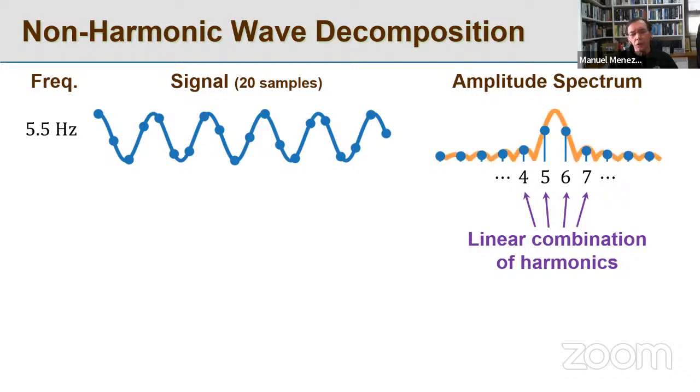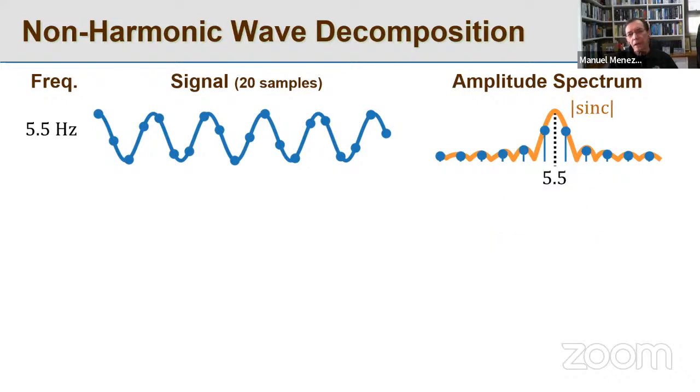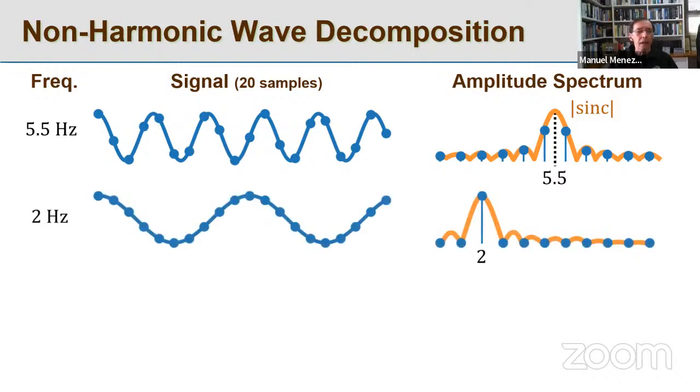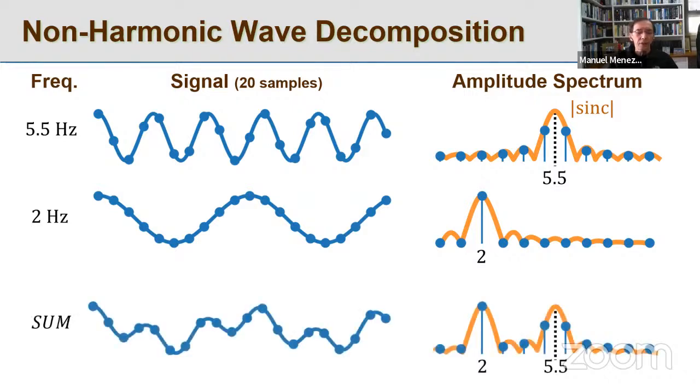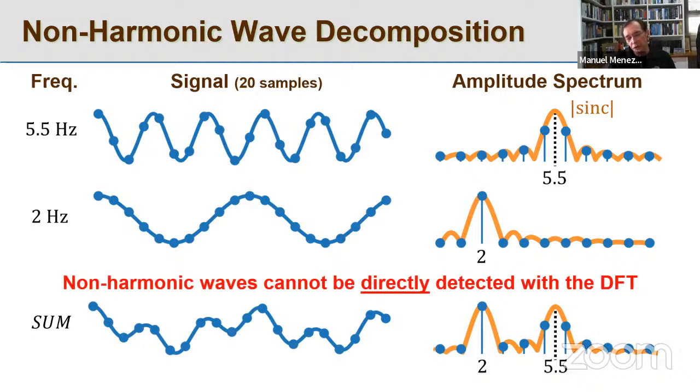If we look at the underlying continuous signal, we'll see this sinc. And one point to be noted is that the peak of the sinc corresponds exactly to the frequency of the wave, so it's 5.5 hertz. And if we apply this same situation to a harmonic wave, we'll see that it matches properly and nicely. And therefore the full spectrum would be just like this. But as you can see, we can't directly identify all those frequencies, say in this example 2, 5 and 5.5, just using the DFT. We need to find some different ways of doing this.